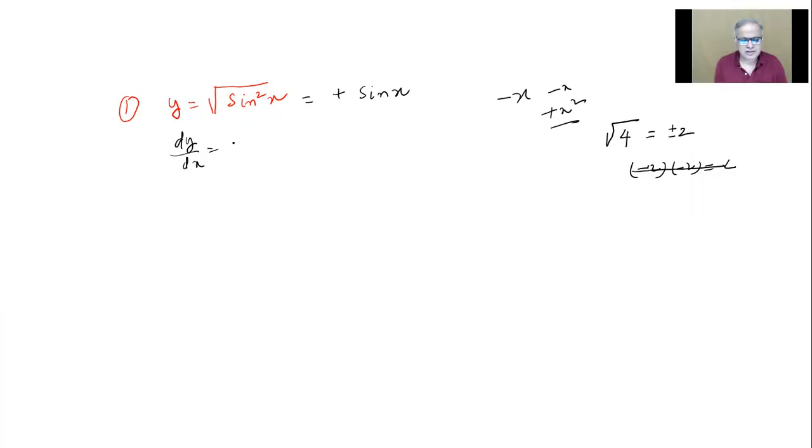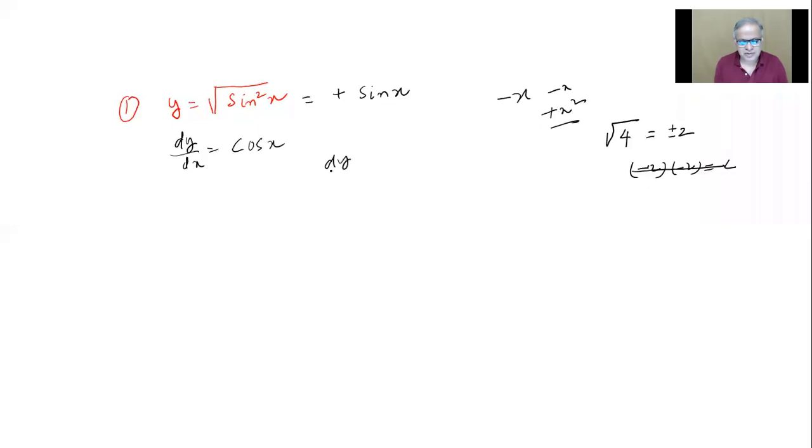Now, what should I write? Plus or minus cos x. Why minus cos x? Okay, just plus cos x. Just cos x. If you were taking minus sin x, then minus cos x. But if you leave it like that and do it also, still we can do.